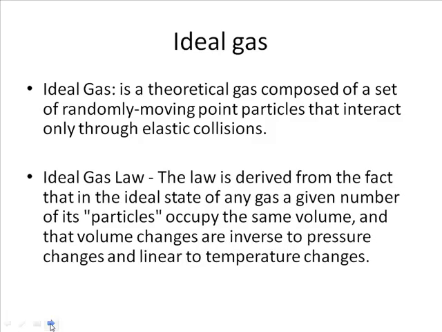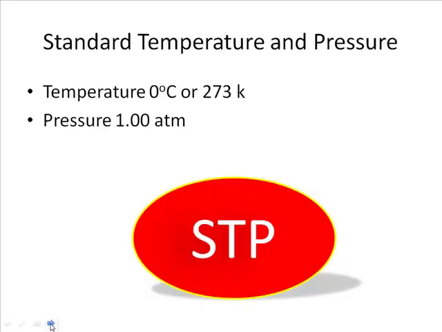The law is derived from the fact that the ideal state of any gas, given a number of particles, occupies the same volume, and that volume changes are inverse to pressure changes and linear to temperature changes. We're going to look at the ideal gas law and how it behaves at STP. Recall that STP is standard temperature and pressure, where the standard temperature is 0 degrees Celsius or 273 Kelvin, and 1 atmosphere in pressure.